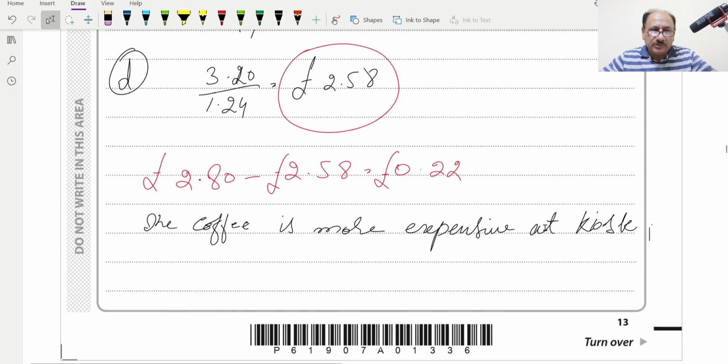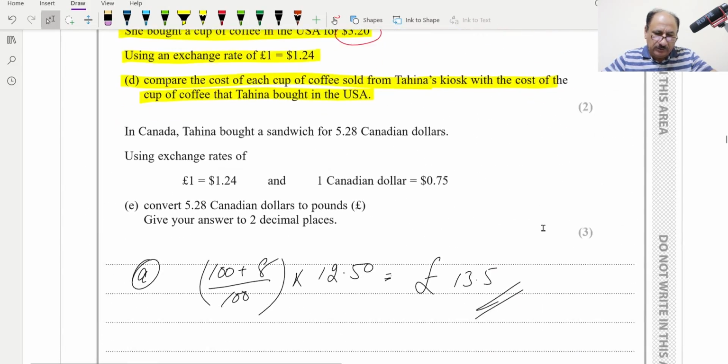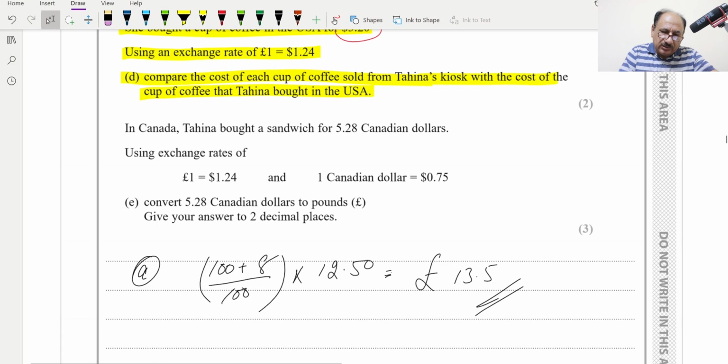So this part is also done. Then we can go through E part. There is another part, E, in Canada. So they are discussing about Canada also.